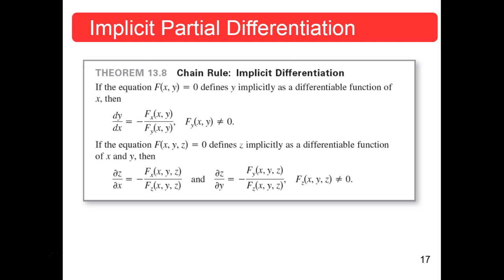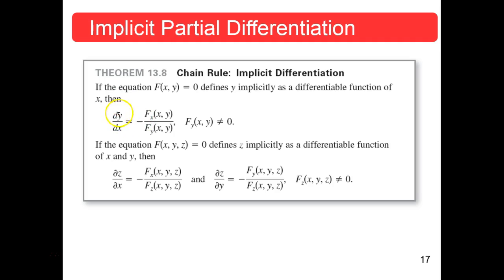Same thing for the partial of z with respect to y: it is minus the partial of F with respect to y of x,y,z divided by the partial with respect to z of x,y,z. And in both those cases, F sub z of x,y,z cannot equal 0 for any values x,y,z in the domain. Now, I don't know any super easy way to remember this, but here's what I use.